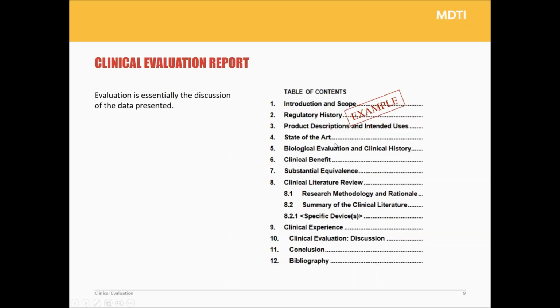Remember, state of the art is now required, and you may find that if you're using predicates, sorry, the equivalent argument, some of these will be duplicated here in substantial equivalence. Biological evaluation feeds into clinical safety, and then you've got your literature review. Clinical experience: are you already on market? What experience do you have? So that's sort of your post-market stuff. But don't forget clinical experience from competitor devices as well. It's all relevant.